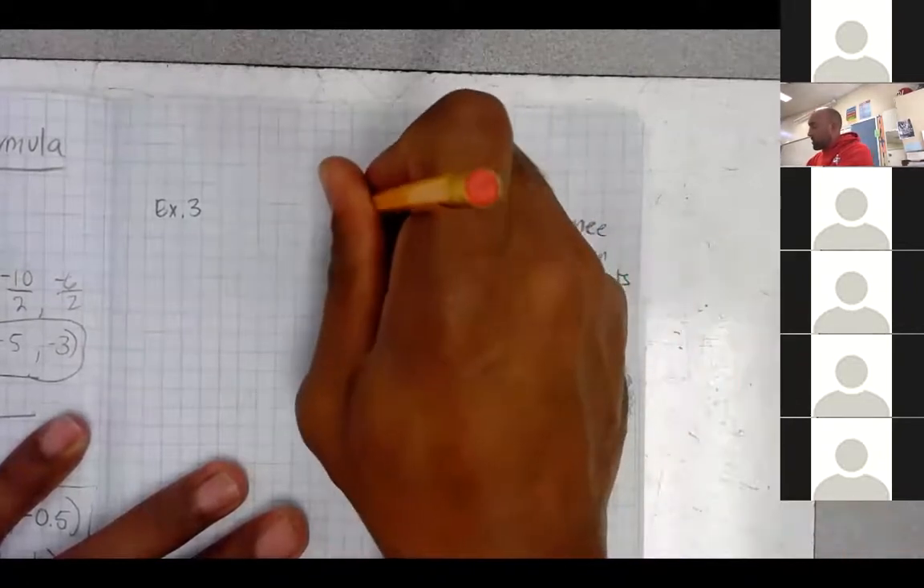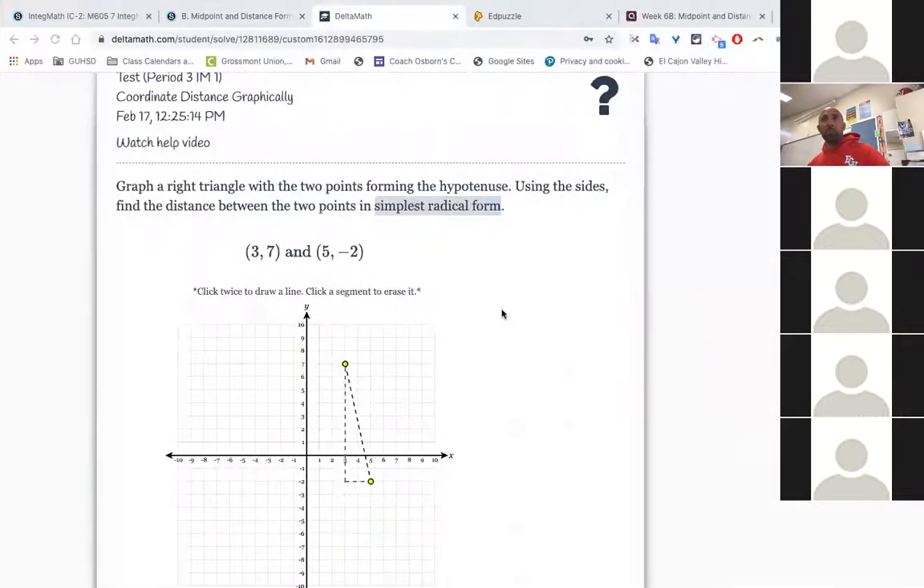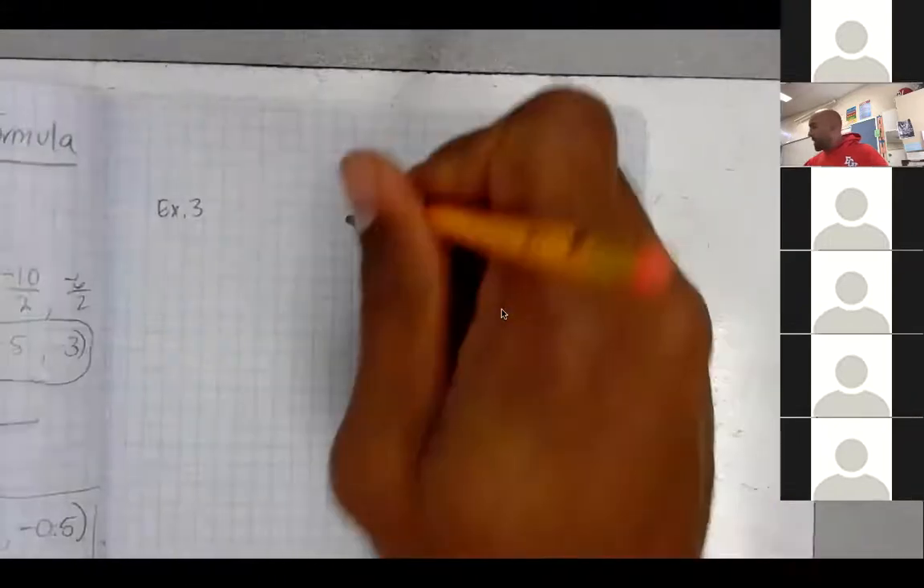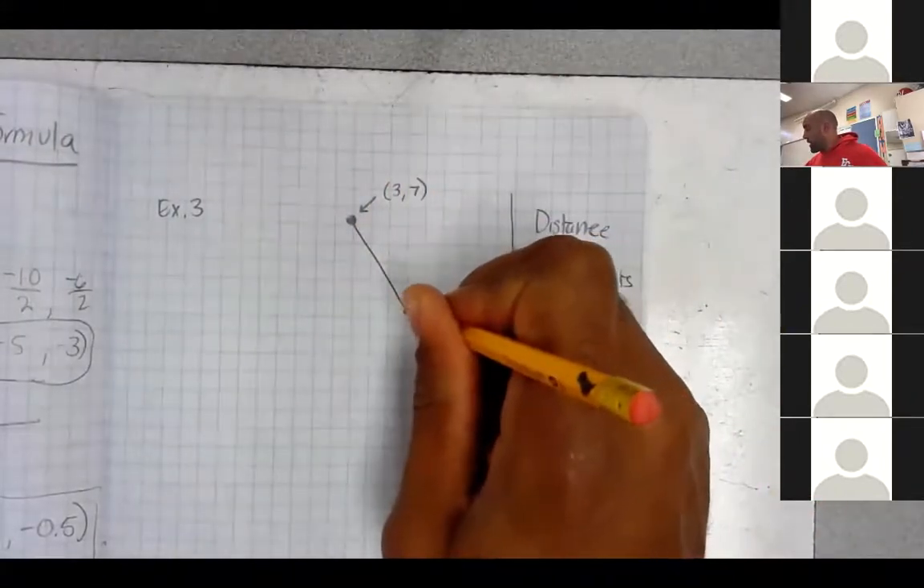Okay, and then we'll just label those points. Again, this is not exact, okay? So it's not an exact graph. We can go 3, 7, and 5, -2. We'll say that's 3, 7, and then 5, -2.